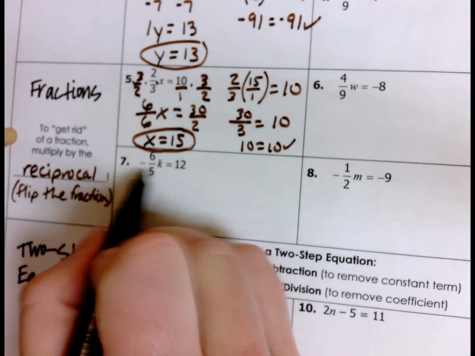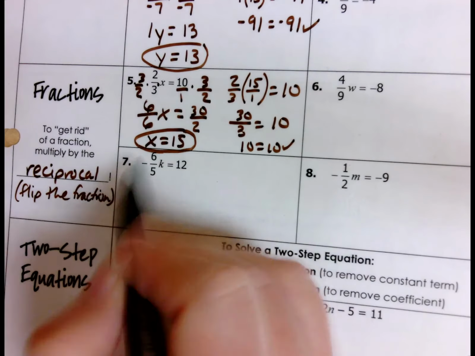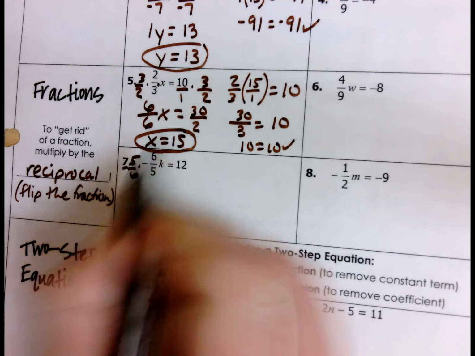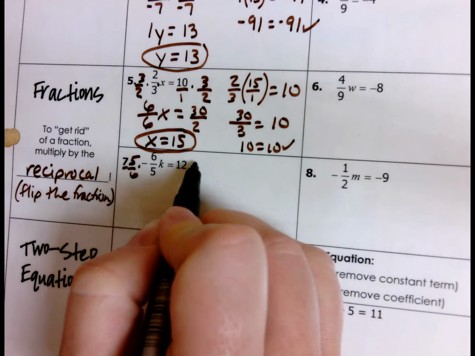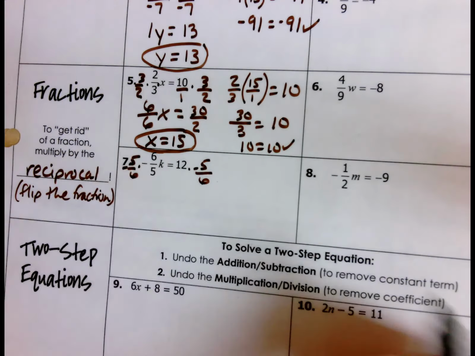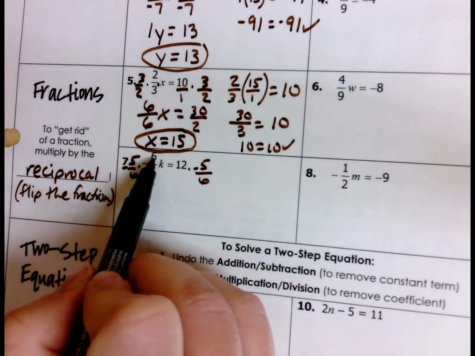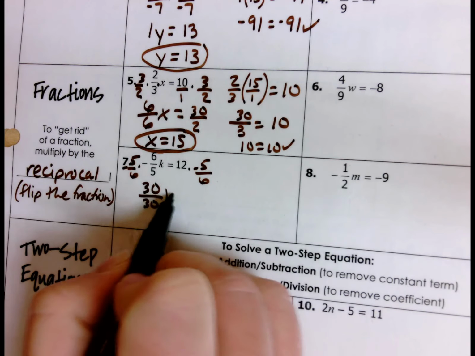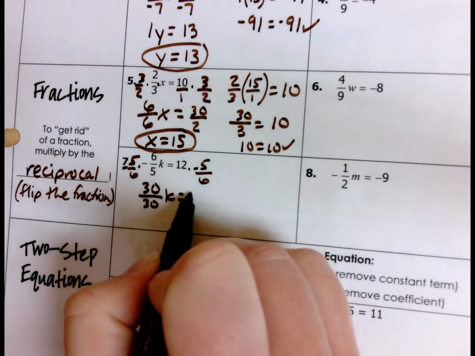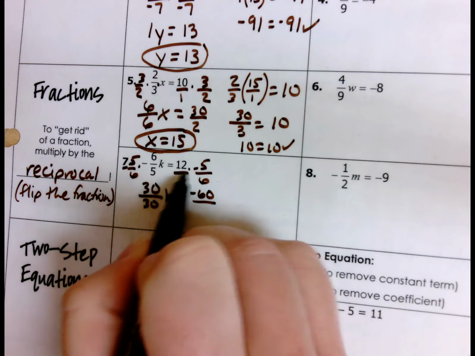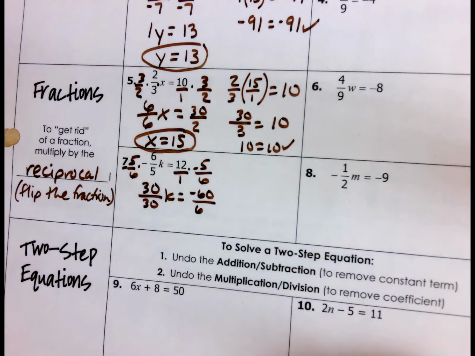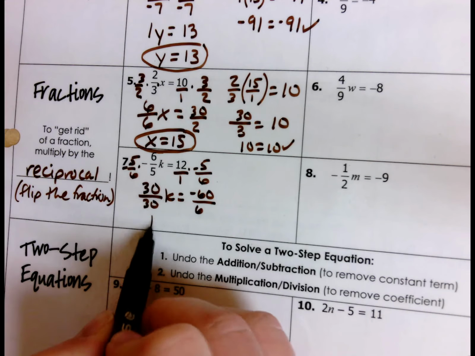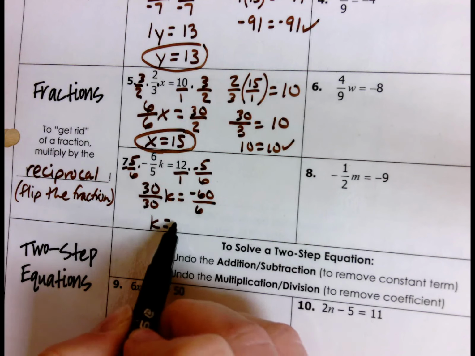Let's look over here. All right, we have a negative 6/5, so we're going to multiply by the reciprocal of that. We're going to flip it and multiply. So I'm going to multiply by negative 5 over 6, and because I did it on the left side, I'm going to do it to the right side. Okay? So what I get here is a negative 5 times a negative 6 is a positive 30, and 6 times 5 is 30. And then over here, negative 5 times 12 is negative 60, and 6 times that 1 is 6. Okay? So 30 divided by 30 is 1. 1k we can just write as k. Negative 60 divided by 6 is negative 10.